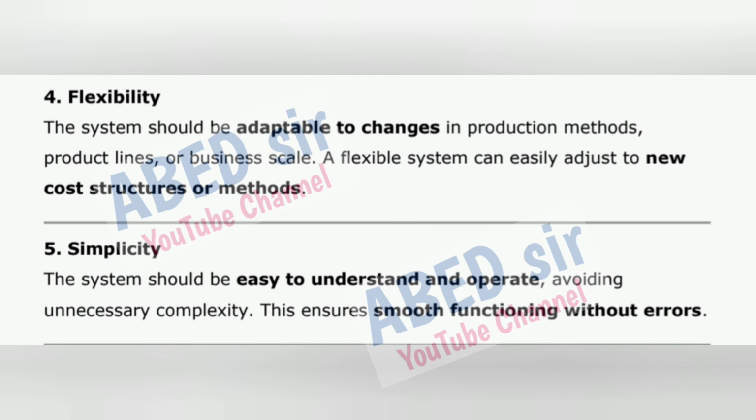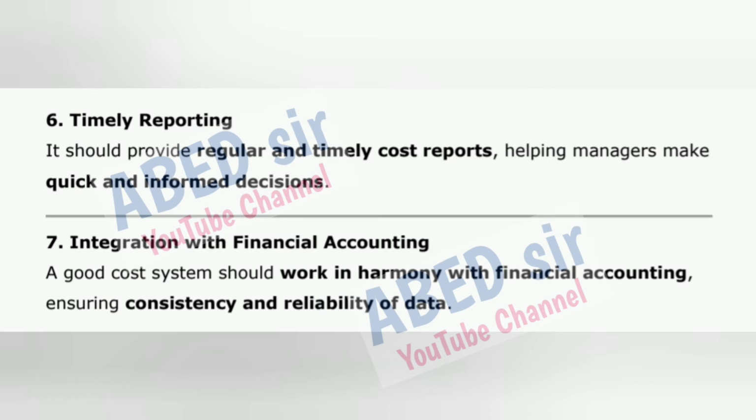4. Flexibility. The system should be adaptable to changes in production methods, product lines, or business scale. A flexible system can easily adjust to new cost structures or methods. 5. Simplicity. The system should be easy to understand and operate, avoiding unnecessary complexity. This ensures smooth functioning without errors. 6. Timely reporting. It should provide regular and timely cost reports, helping managers make quick and informed decisions.